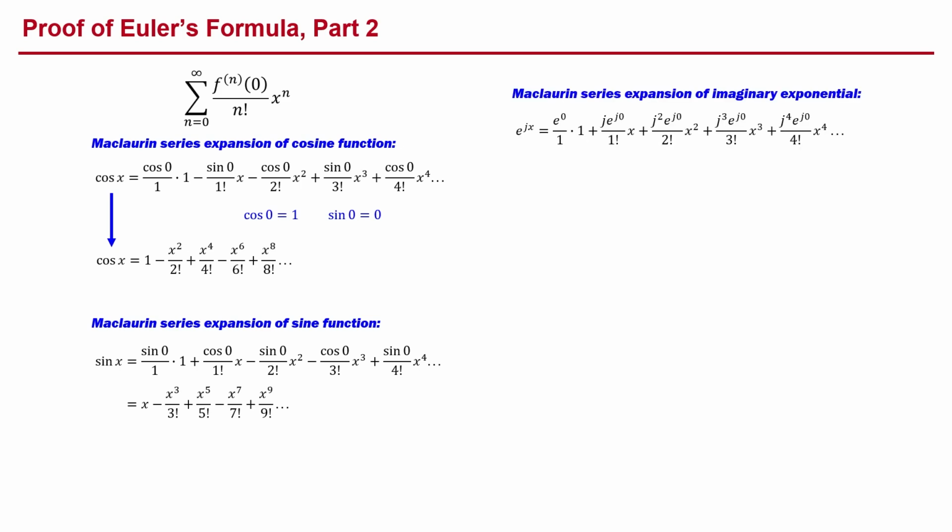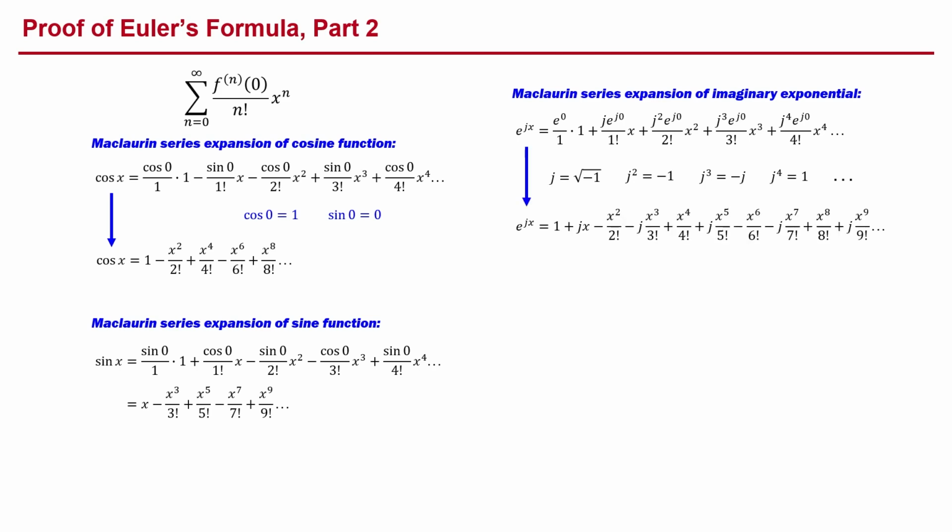Here is the Maclaurin series expansion of the imaginary exponential function. j is defined as the square root of -1, thus j squared is -1, j to the third power is -j, j to the fourth power equals 1, and the cycle repeats for higher powers of j.